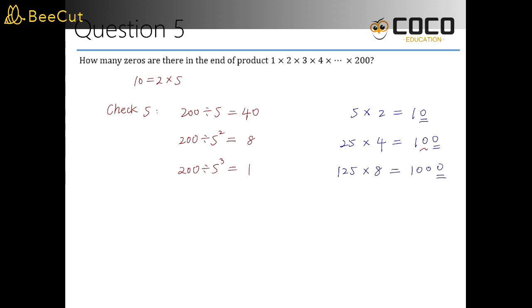Step 1 is a zero at the back. Then step 2, there are 8 of them. Then step 3, we check these zeros here. So altogether we have 40 plus 8 plus 1. There are 49 factors of 5, which means there are 49 factors of 10. So there are 49 zeros.